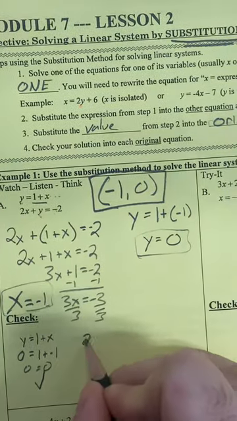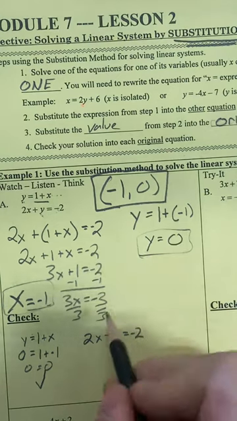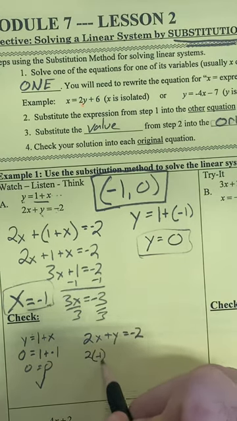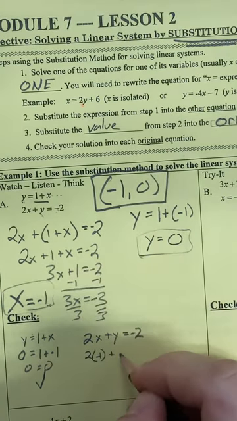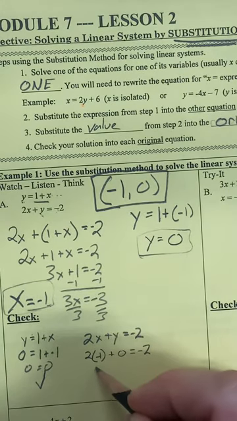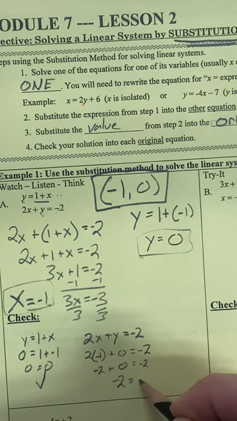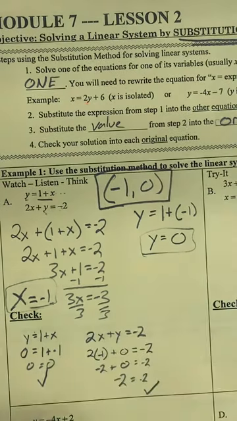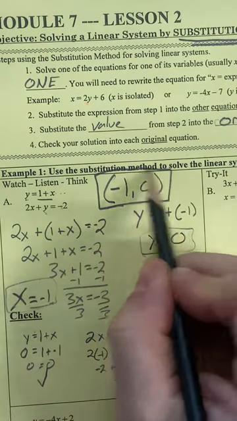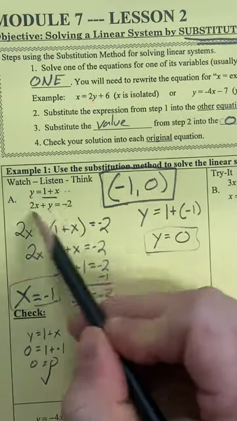Then I'm going to check it in my second equation, 2x plus y equals negative 2. Replace my values, negative 1 for x, 0 for y. And that gives me negative 2 plus 0 equals negative 2. So negative 2 equals negative 2. So my check is good, which means my solution is negative 1, 0 to this system of equations.